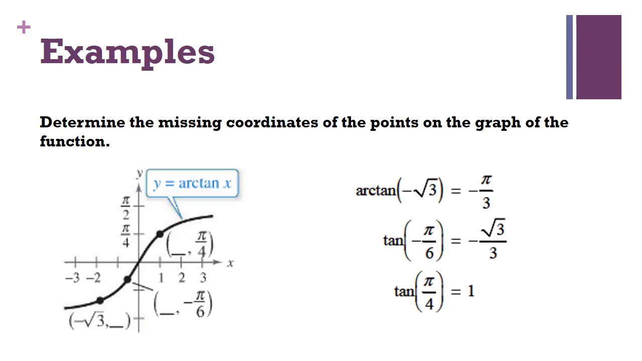So the arctangent of negative square root of 3 is negative pi over 3. In other words, the angle that gives you a tangent of negative square root of 3 is negative pi over 3. For the second one, the tangent of negative pi over 6 is negative square root of 3 over 3. And the tangent of pi over 4 is 1.